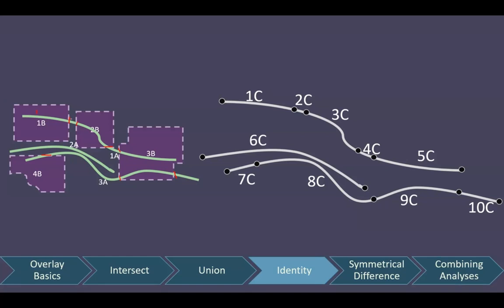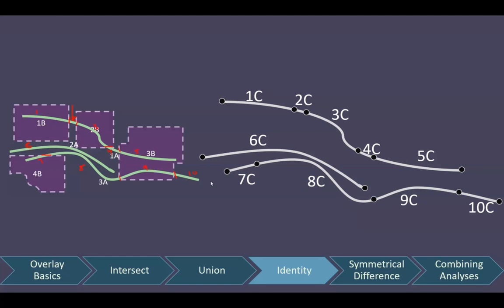So this is 1, 2, 3, 4, 5, right? You'll see that 6 doesn't actually intersect at all, right? So 6 was not broken at all. 7, 8, 9, and 10, right? So that's how the road got broken when we ran identity.